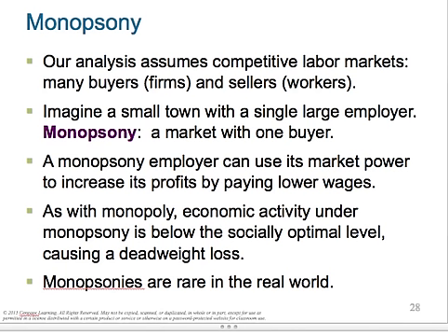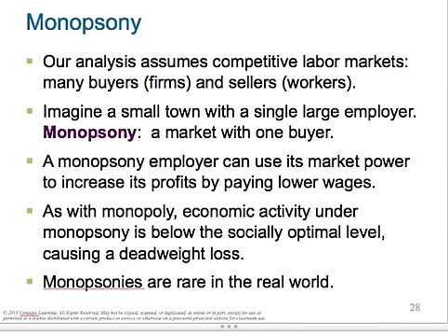So what's a monopsony? Our analysis assumes competitive labor markets, where there are many buyers, i.e. firms, which are buyers of labor, and sellers, which are workers, people willing to sell their time to earn a wage. Imagine a small town where a single large employer is essentially the one buyer for labor in that town. They're a monopsony. A lot of towns are like a mill town where everybody's employed by the mill. It's a monopsony. It's a market with one buyer. There's one employer in town.